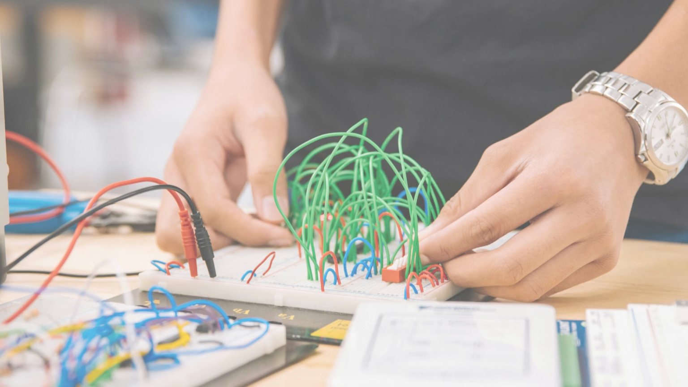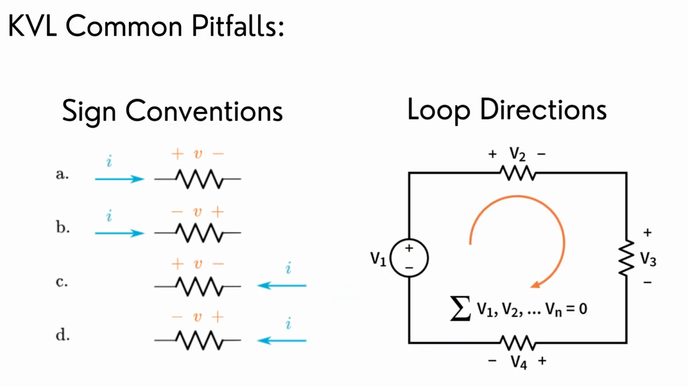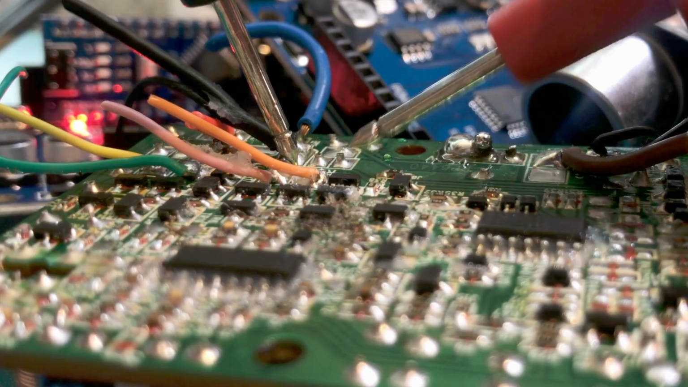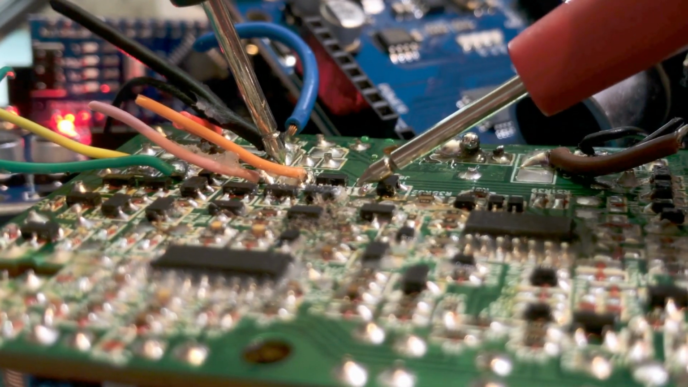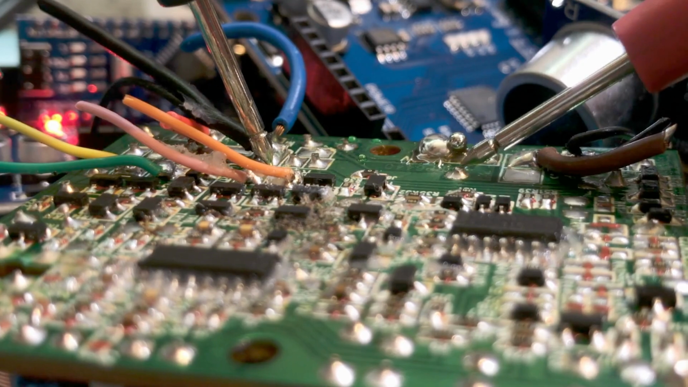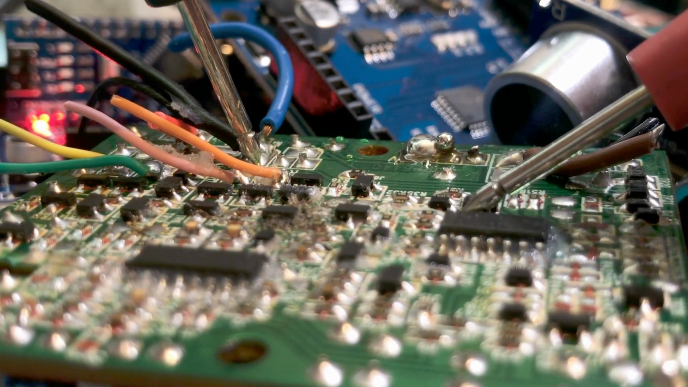A few common mistakes can lead to errors when applying KVL. Forgetting to include the sign convention is the most common one. Always stay consistent with your loop direction. Another is missing internal resistance of sources, which slightly lowers the terminal voltage. And finally, measurement errors in practical setups, even small resistors in wires, can cause the total voltage to not sum exactly to zero. Recognizing and accounting for these steps keeps your analysis accurate.